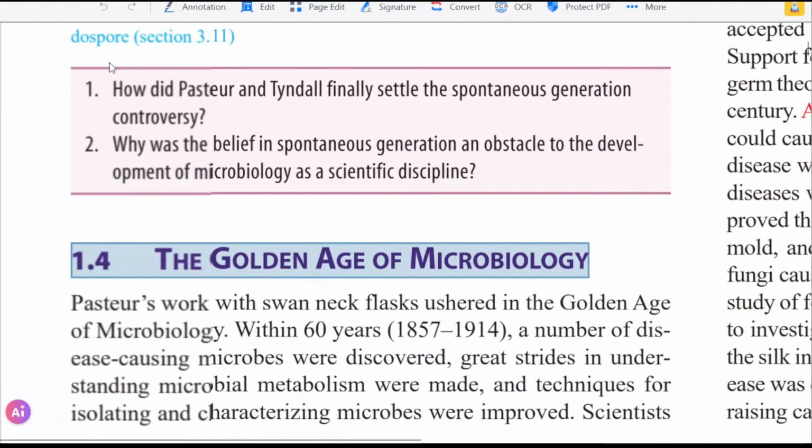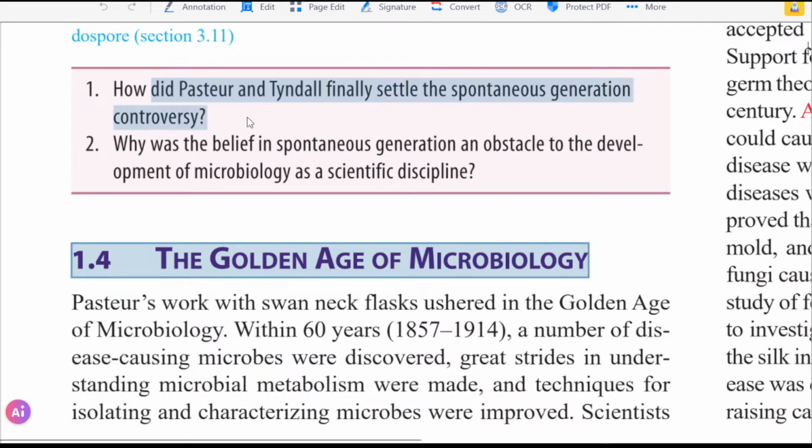Here. How did Pasteur and Tyndall finally settle the spontaneous generation controversy? So, anyone watching this for the first time, we studied spontaneous generation for, I think, a whole 40 minutes. It was the controversy that life comes out of nothing, and when it was solved for macroorganisms, they were still stuck at the microorganism level, thinking that microorganisms could come out of nothing, right?